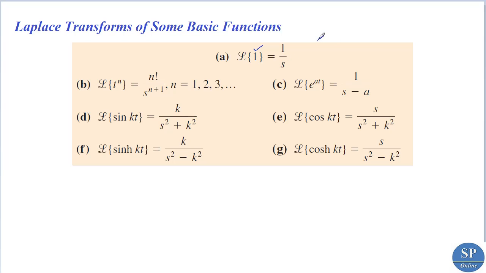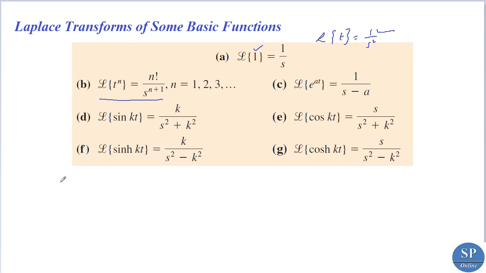Also, we proved that L of t is equal to 1 by s square. In general, we have L of t power n is equal to n factorial divided by s power n plus 1, for n equal to 1, 2, 3, etc. So, when n is equal to 1, we have L of t equal to 1 factorial divided by s power 1 plus 1, that is s square, that is 1 by s square. We already proved that by using the definition of the Laplace transform.